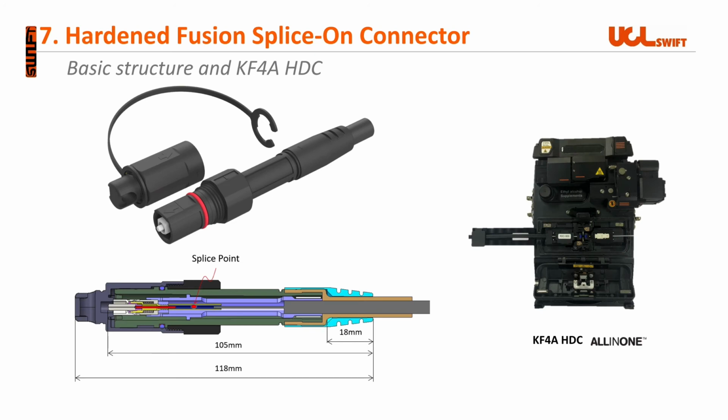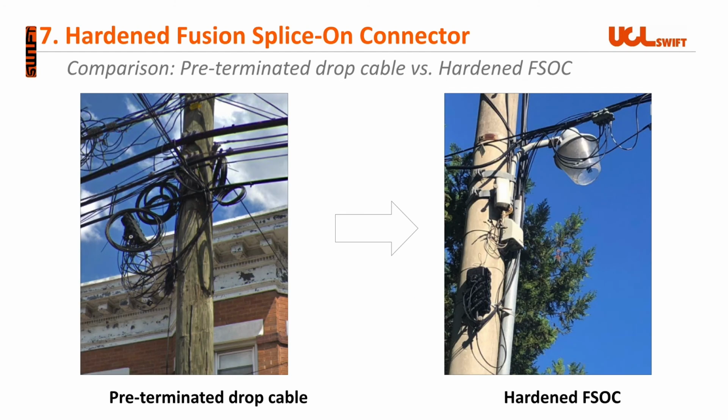The basic structure of the Hardened Fusion Splice on connector is shown, and we now have KF4 AHDC for installing the Hardened Fusion Splice on connector. We can find a comparison of installation scenes between pre-terminated drop cable and Hardened Fusion Splice on connectors. No cable slack is required, as shown in the photos.